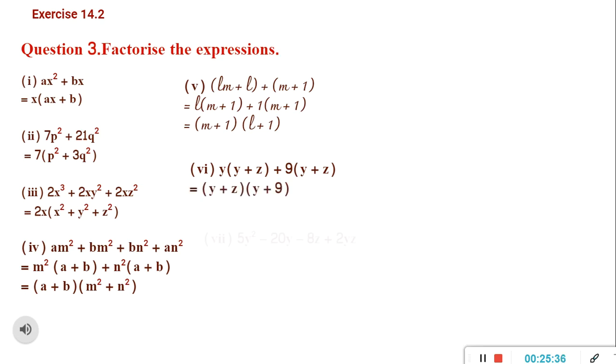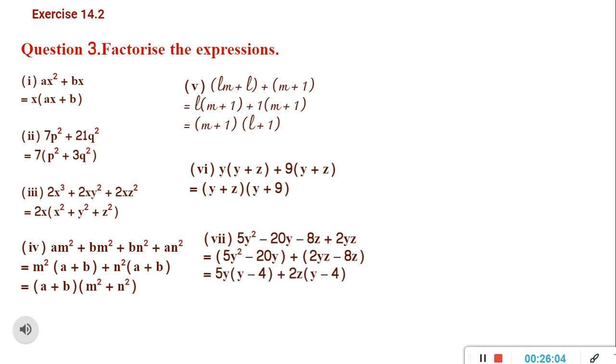Now the seventh one. 5y square minus 20y minus 8z plus 2yz. So here also we can factorize like this. First, 5y square minus 20y together in one group. And the second group is our 2yz minus 8z. Now see what is common there. Here, factorizing means you look for the common factors. In 5y square and 20y, you can see 5y is common.